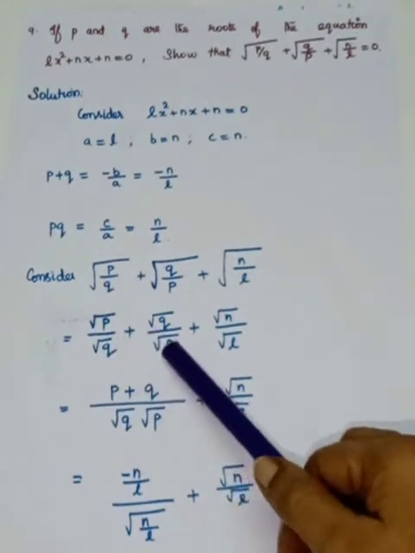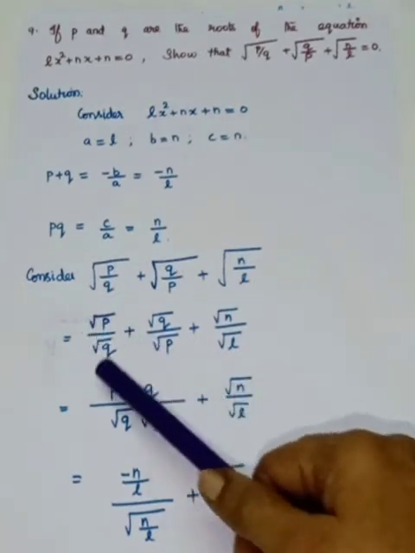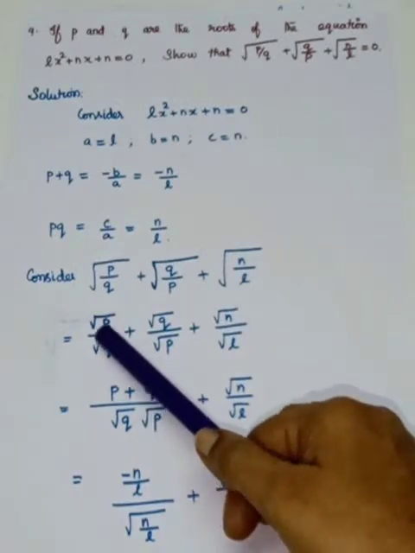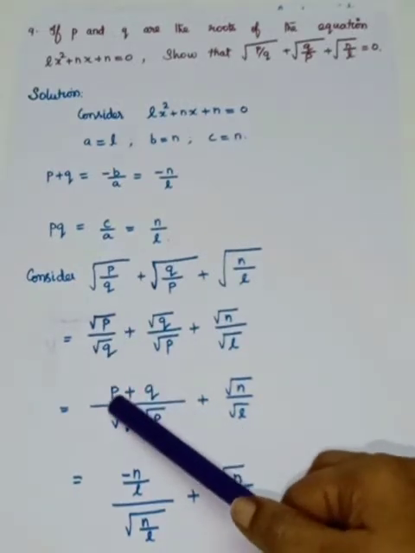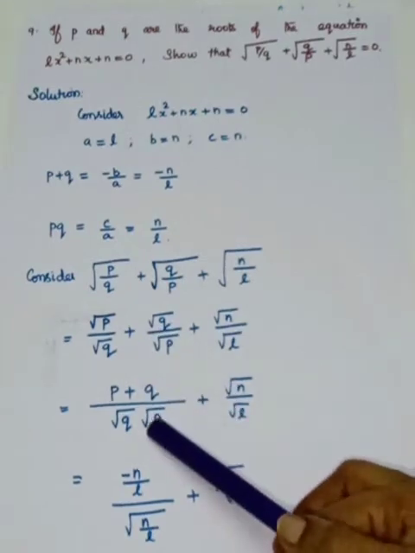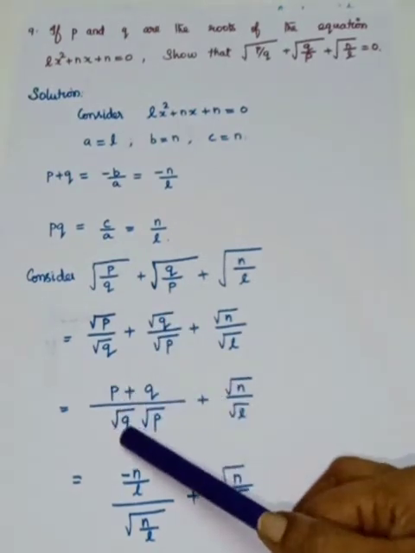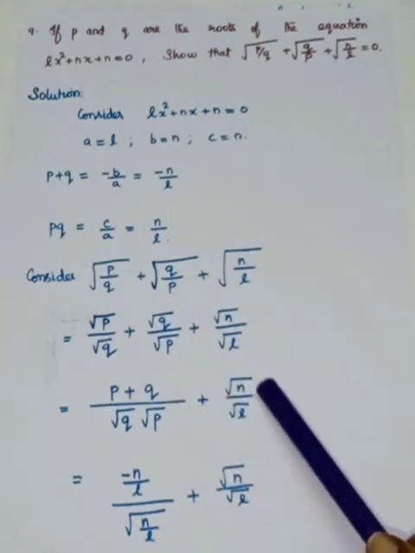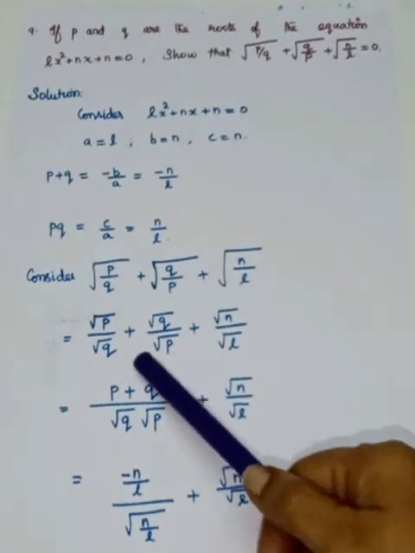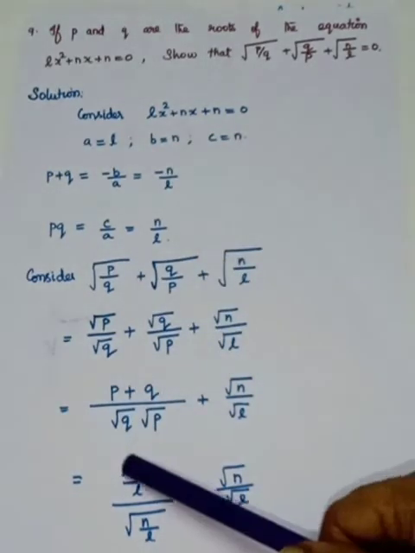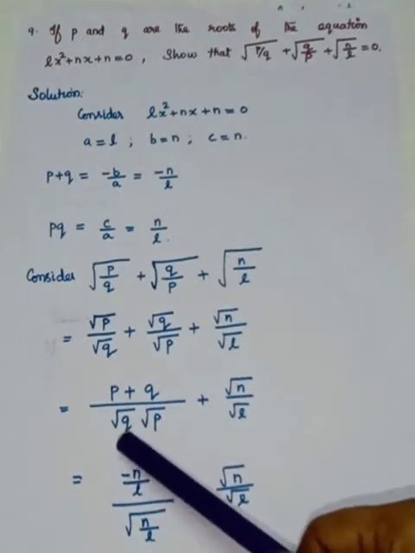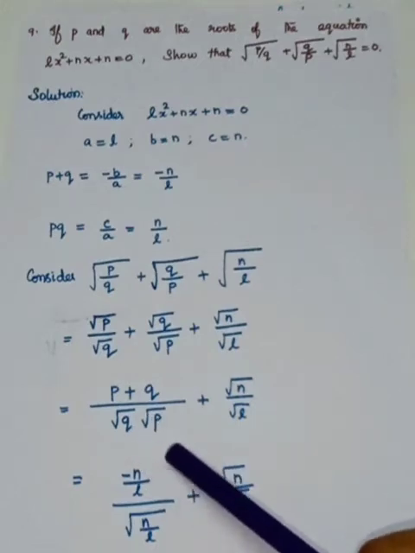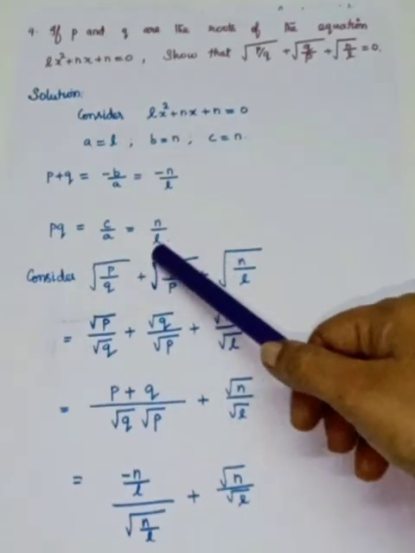Okay, so here you have to cross multiply these two for the LCM, because here square root of q is there, so we have to multiply with square root of p. Square root of p into square root of p is p. In the same way, here square root of p is there, so you have to multiply the numerator with square root of q. Square root of q into square root of q is q, plus square root of l divided by square root of l. So p plus q we have found, it is minus n by l, divided by square root of q into square root of p, which is square root of p cube. What is the square root? That is p cube, n by l.